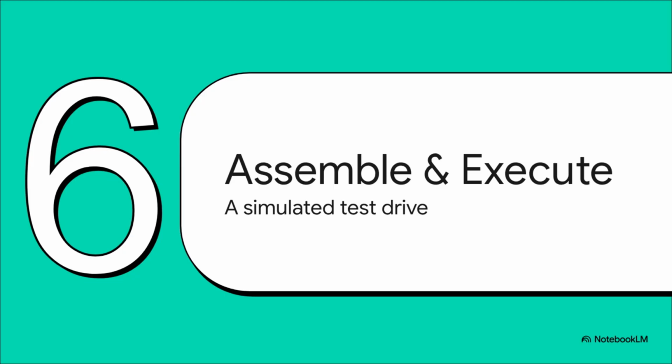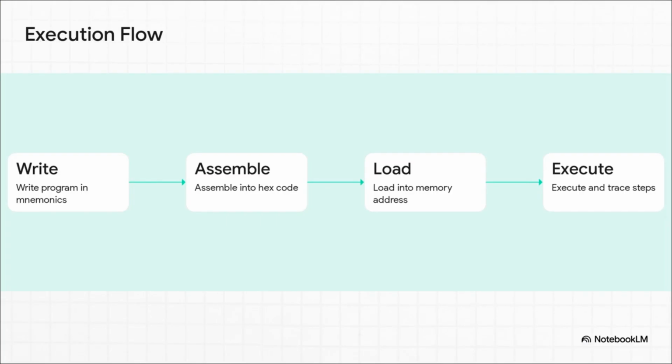Finally, Section 6, Write, Assemble, Execute. This smooth end-to-end workflow is exactly why we even learn assembly in the first place. You start by writing human-readable mnemonics. Then, you look up the opcodes to hand-assemble it into hexadecimal machine code. From there, you load that hex into a specific starting address in memory. And finally, you let the 8085 execute it while you trace exactly what happens in the registers step by step.